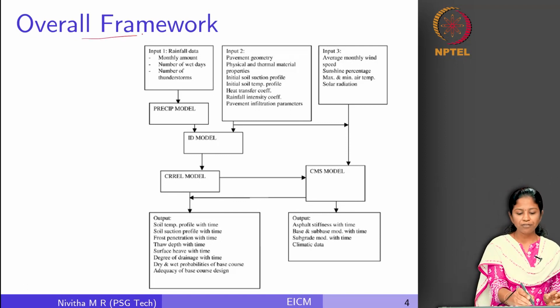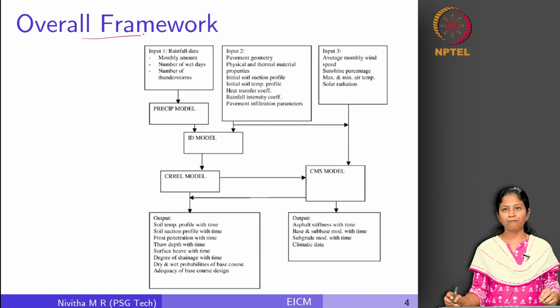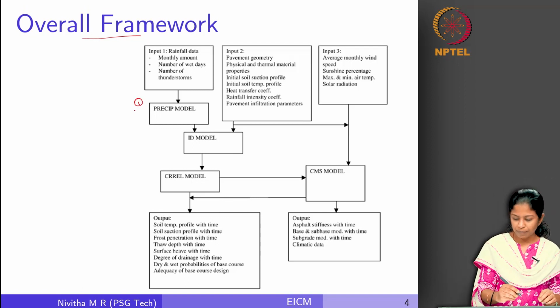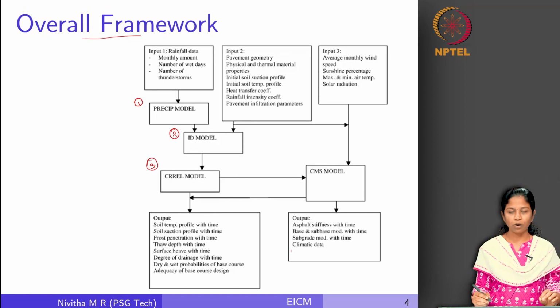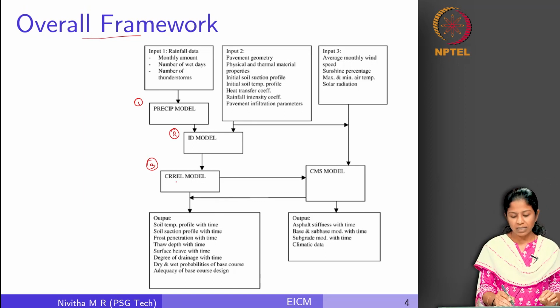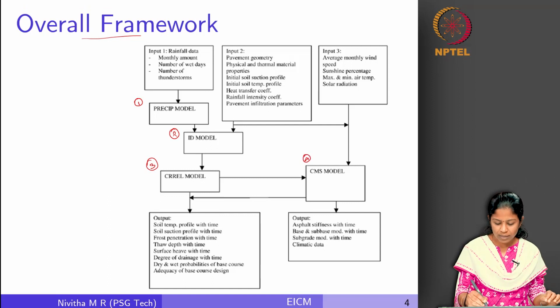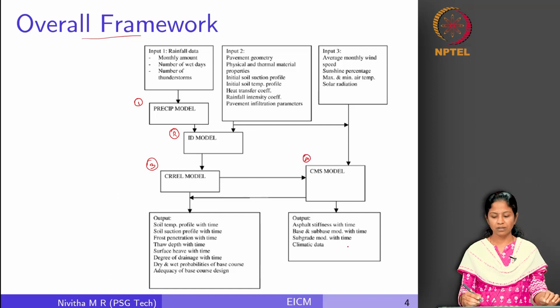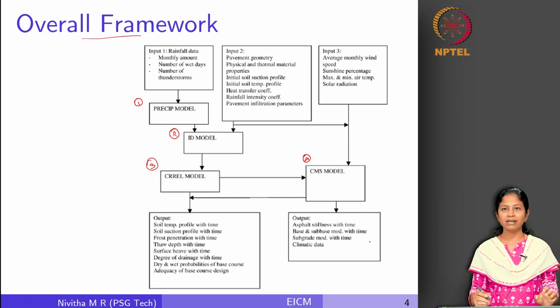So this is the overall framework. This picture gives the overall framework for this EICM model, right? If you look at this, there are 4 sub models involved. The first one is a precipitation model. The second one is an infiltration and drainage model. The third one is a CRREL model, Cold Regions Research and Engineering Laboratory. It is by the US Army Corps. They have developed this model specifically for cold regions. And the fourth one is the CMS model, Climate Material Structure Model. So these are the 4 models that we will be using in this integrated EICM framework.